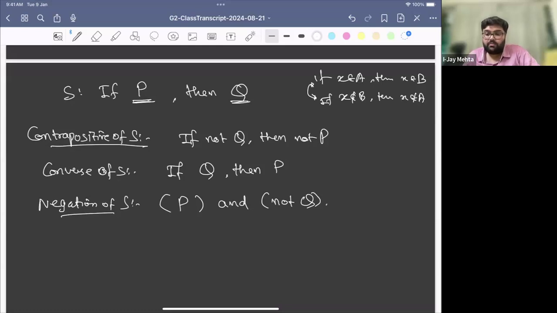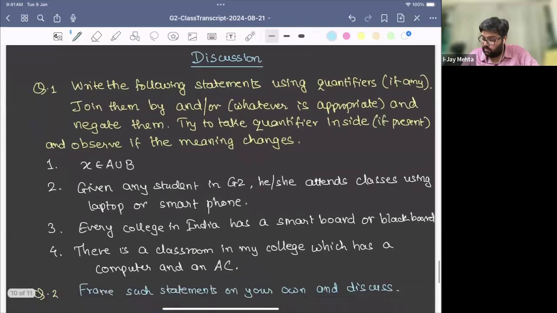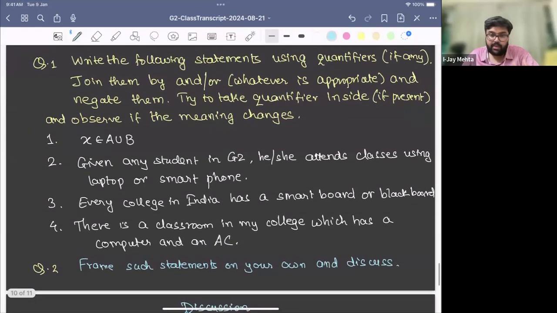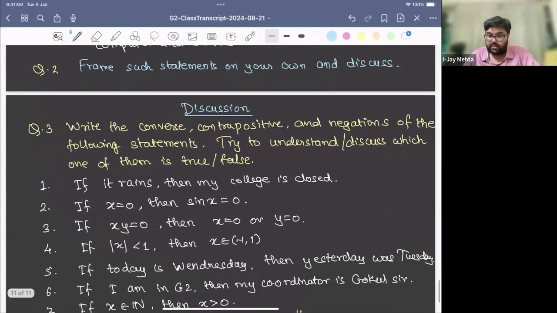Okay. So then I will ask you to discuss this in the breakout room and give more examples also of this type. I have some exercise examples already given to you, right? So statements joined by and or, and statements of this type, okay, to discuss.